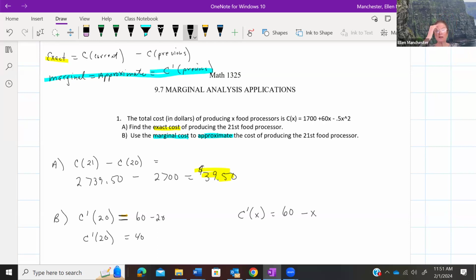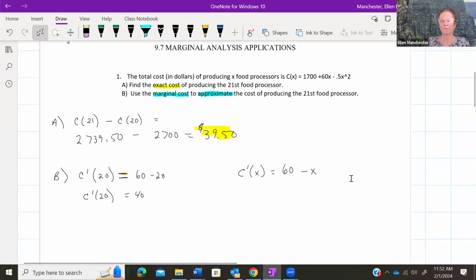Okay, so how our costs are changing is approximately 40 on the 20, or our costs are increasing on the 21st food processor. Okay, so that's how our cost is changing. It's increasing by $40 when there's 21 food processors done. Okay, any questions on those?